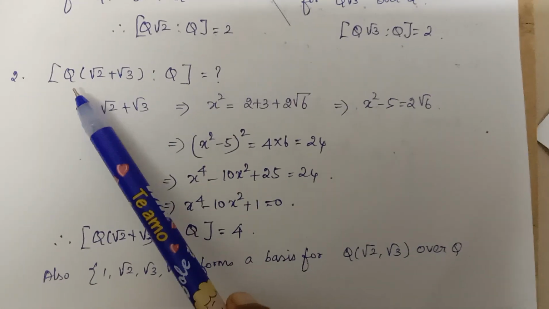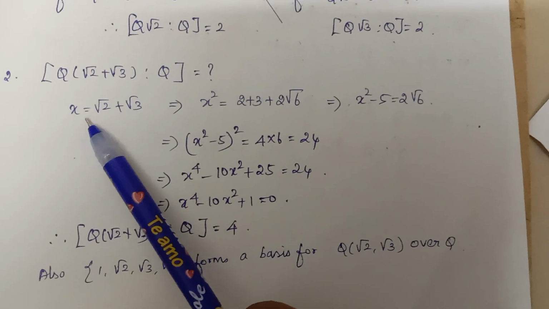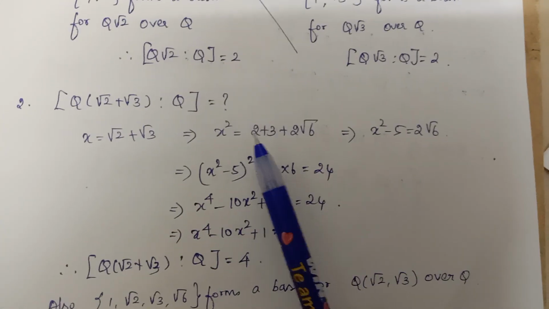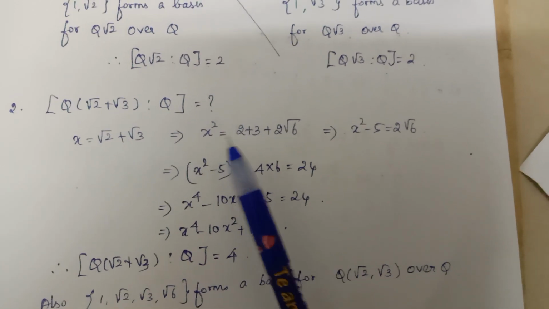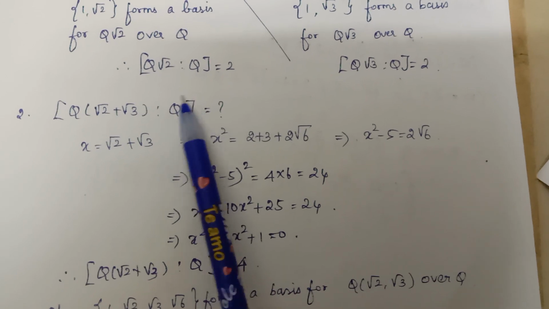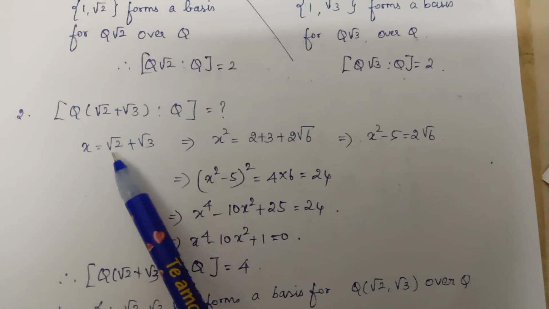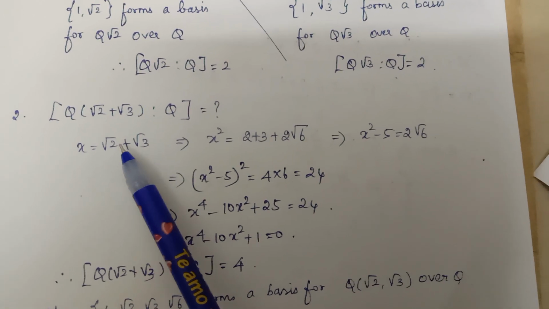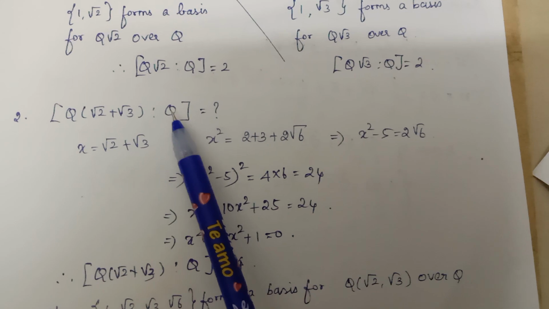Next one. What is the degree of Q(root 2 plus root 3) over Q? See, let us take x equal to root 2 plus root 3. You square it or cube it until you get only the elements of Q, because we have to define a polynomial over the field Q only. So square it or cube it, whatever you do, so that you get a polynomial whose coefficients are purely elements of Q alone.